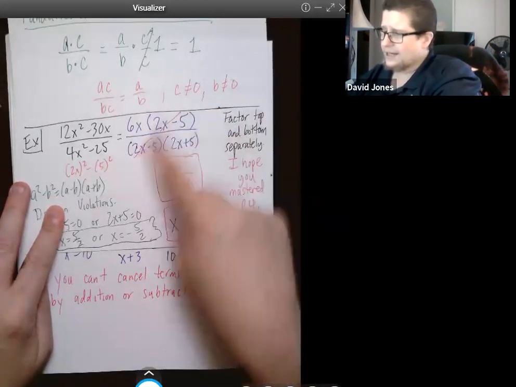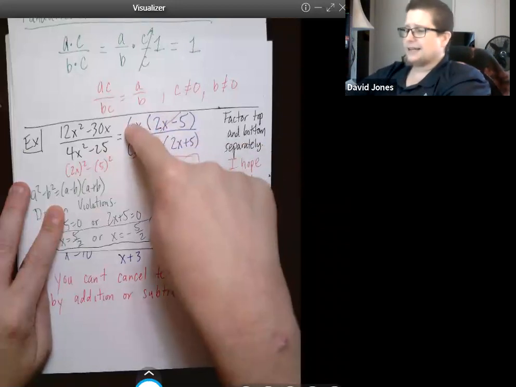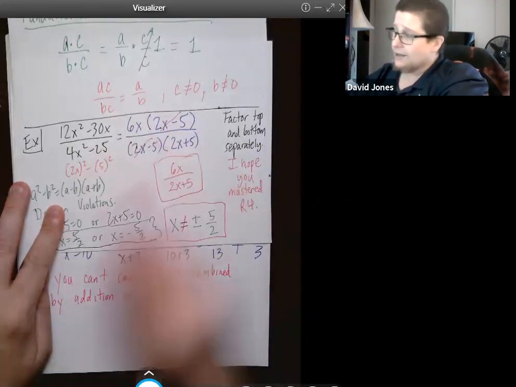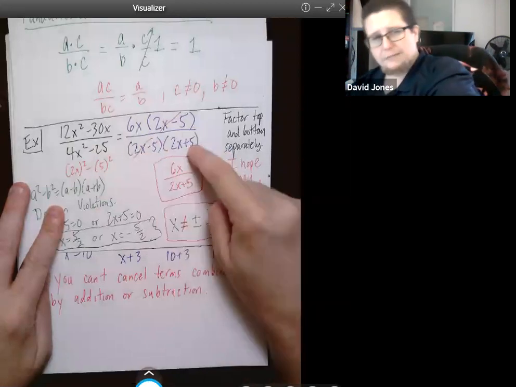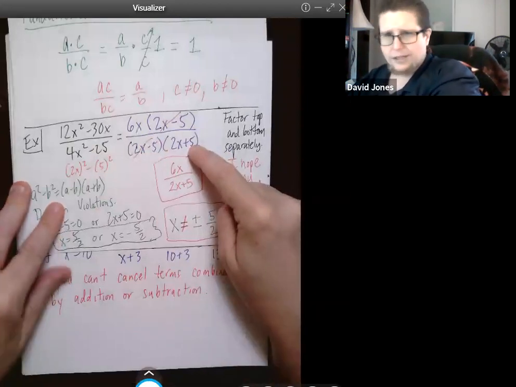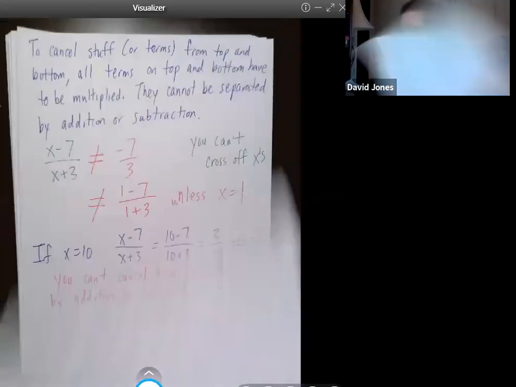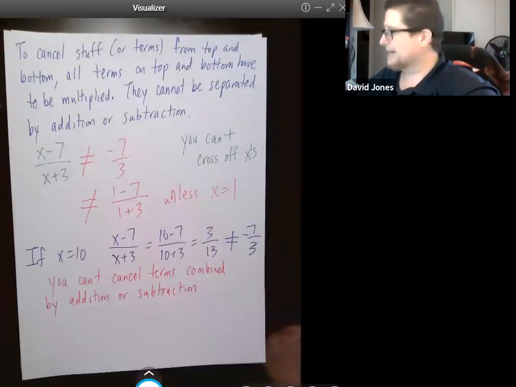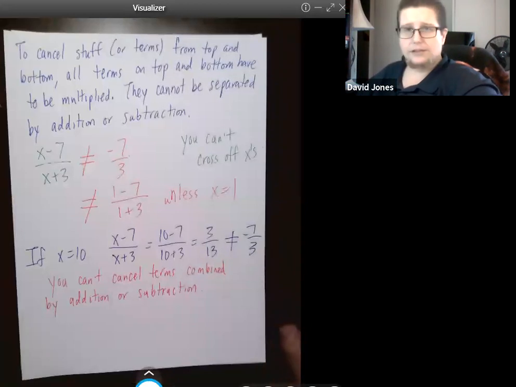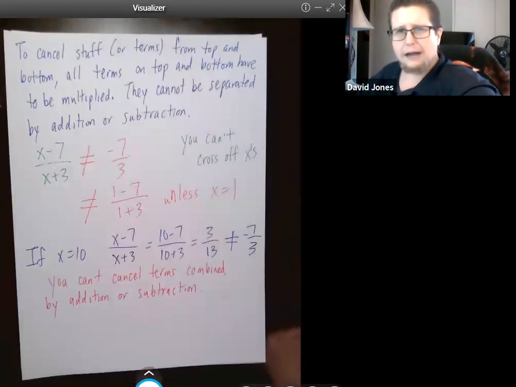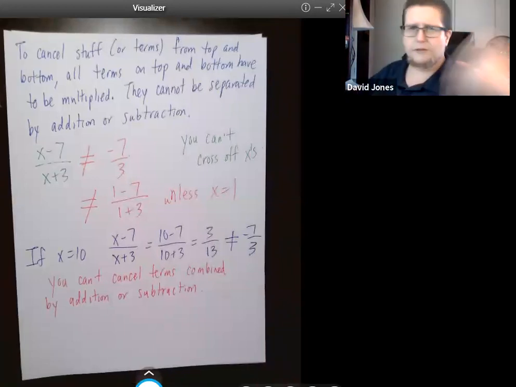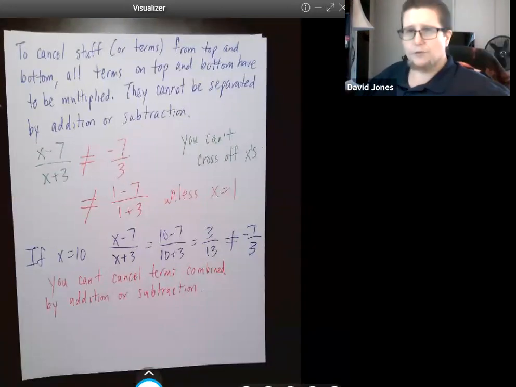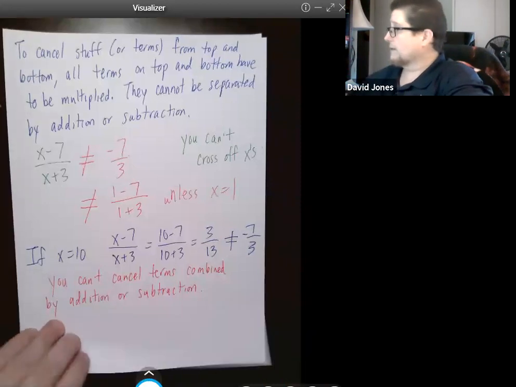So these things are multiplying the 6x. They're not added to the 6x. This 2x minus 5 is multiplied times the 2x plus 5. It's not added or subtracted to it. And that's what I mean by that. I really wanted to emphasize that. I took a whole page to do it because, students, it's a common mistake. And it's very frustrating. People get confused by the difference between it. Multiplication we can cancel, addition or subtraction we cannot.